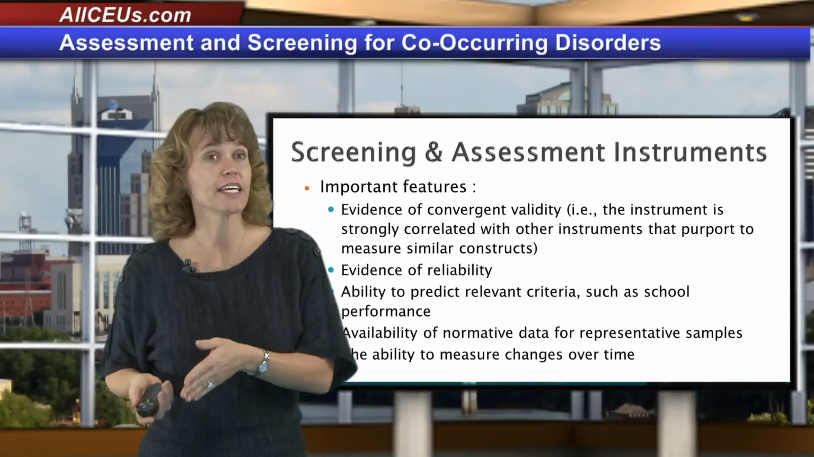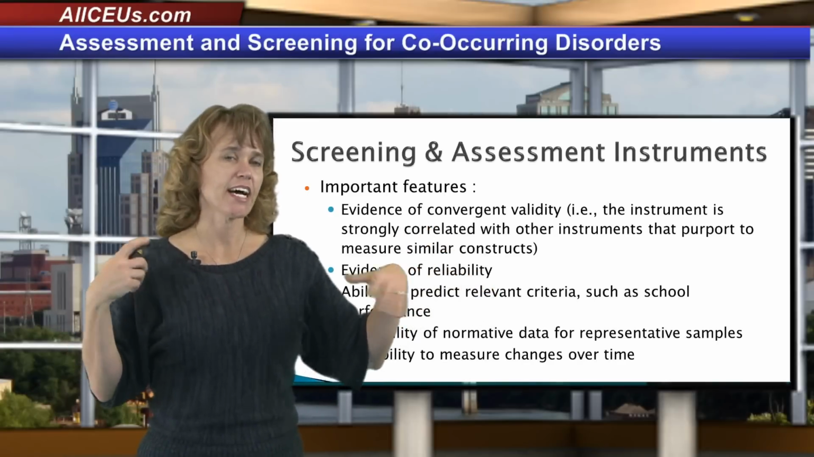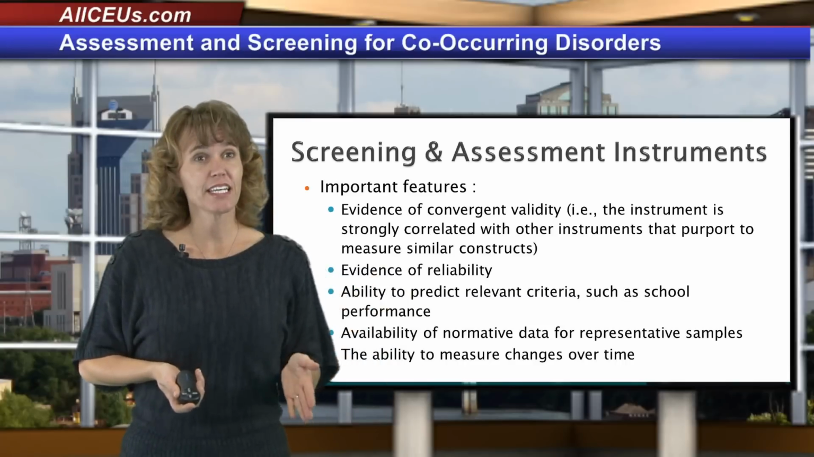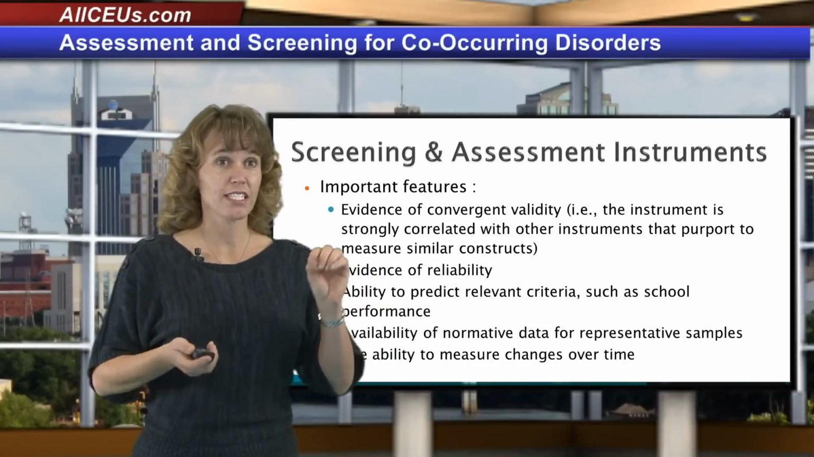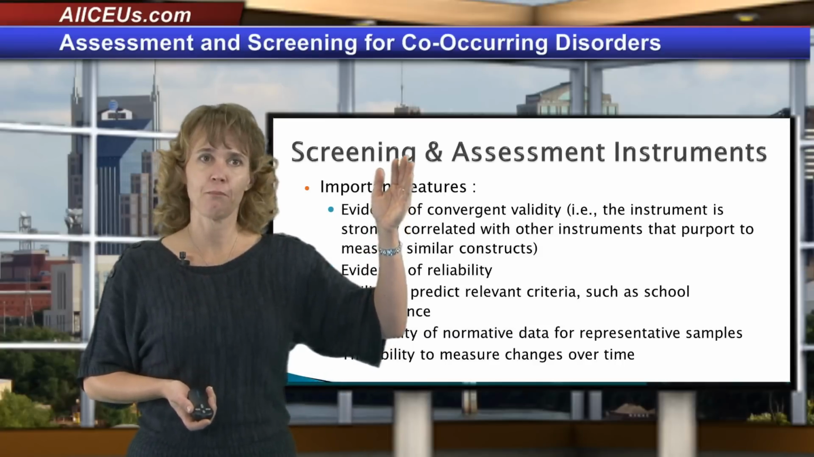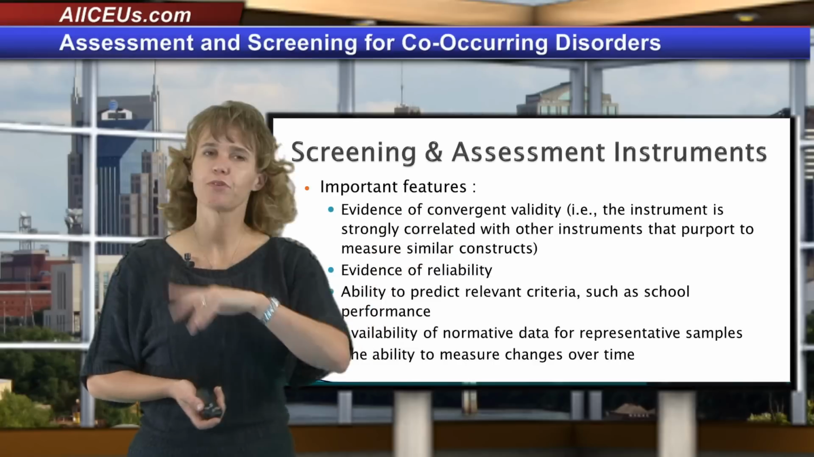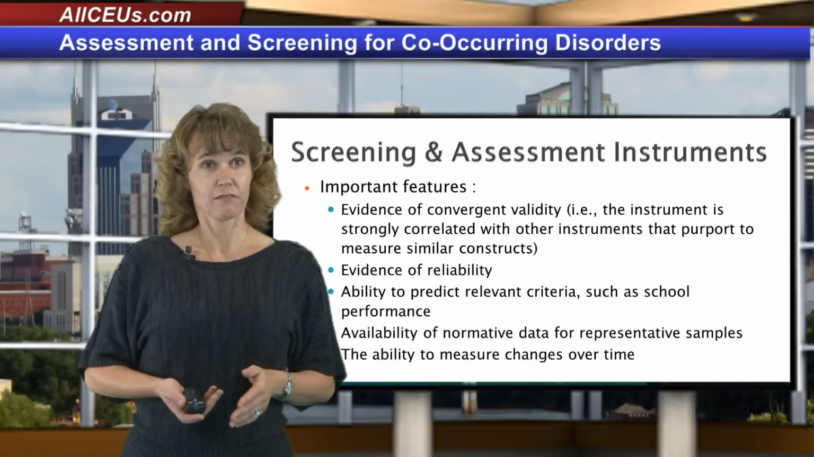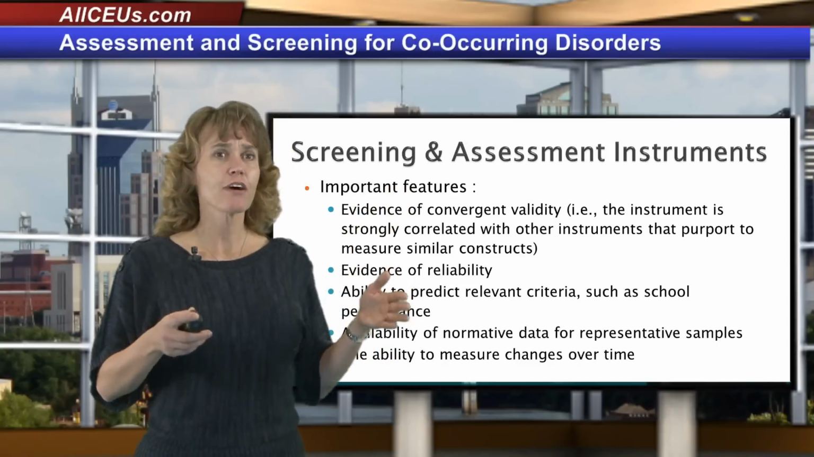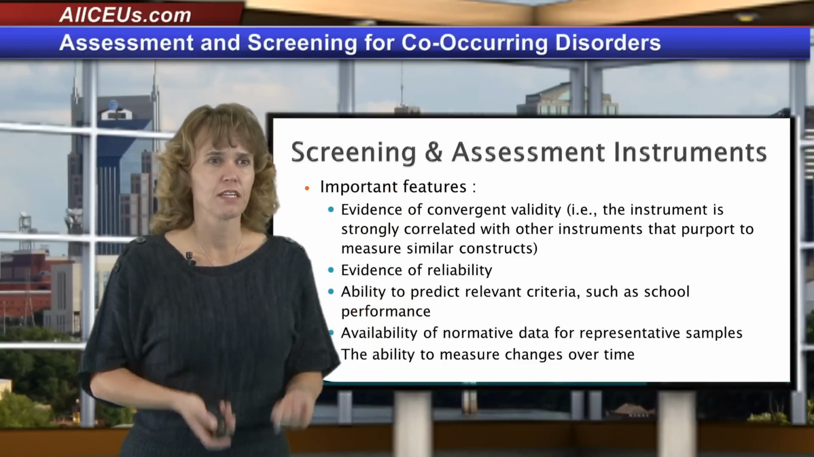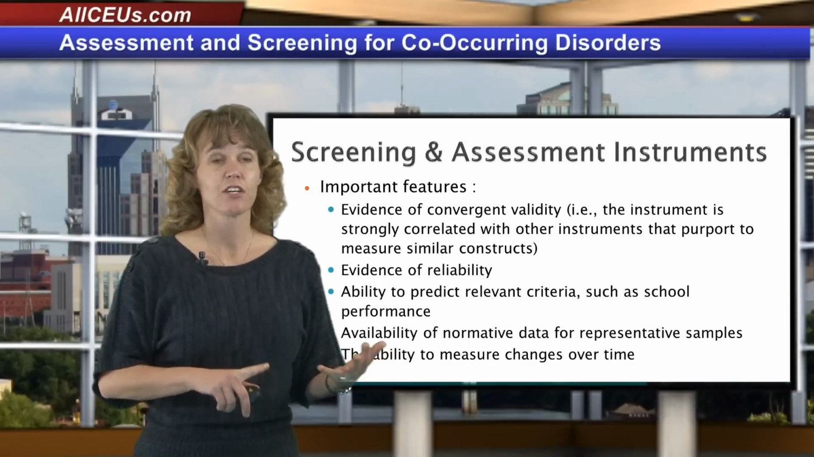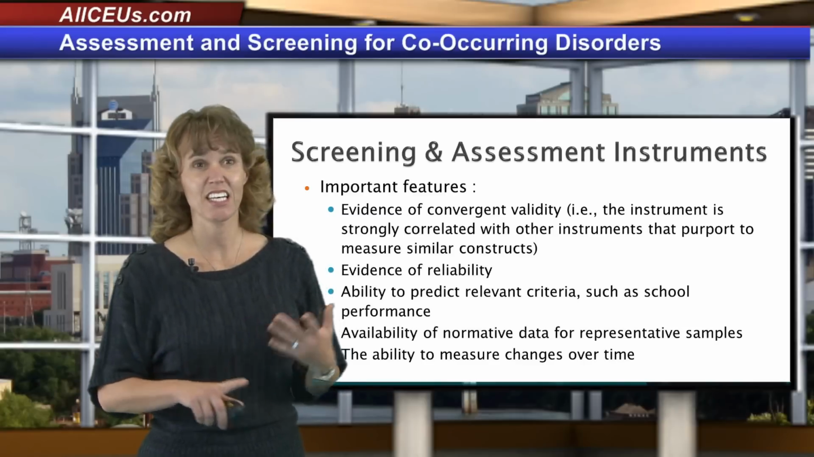Evidence of reliability. Now, validity is the idea that something is measuring what it says it's going to measure. Reliability says that it can measure what it says it's going to measure every time. So if you give it to Jane on Monday and then give it to her again on Wednesday, not a whole lot of time for her to just spontaneously get better, you're going to get roughly the same results. We want to have the ability to predict relevant criteria such as school performance, criminal behavior, suicidality.